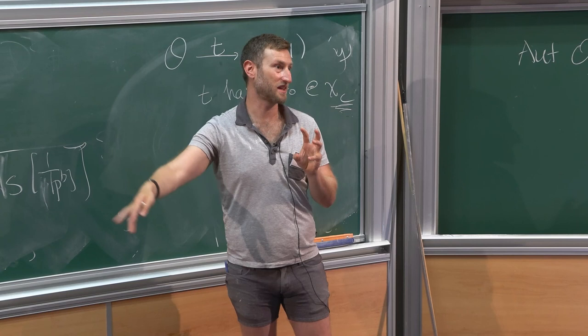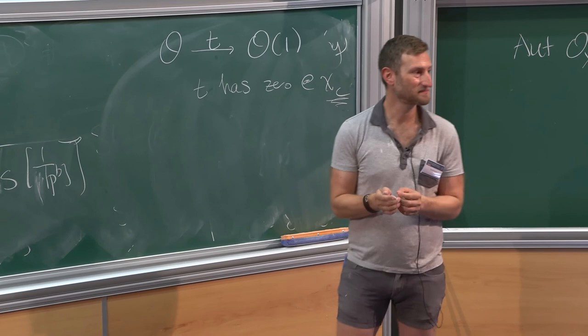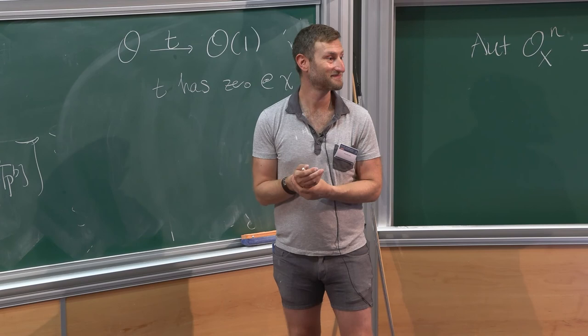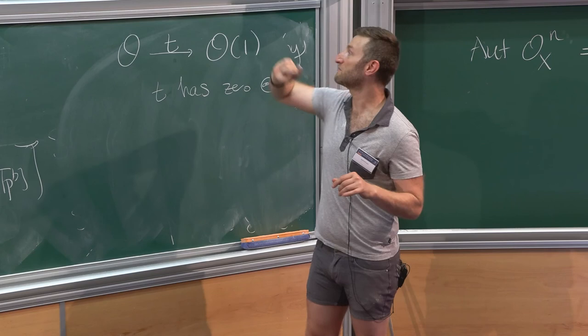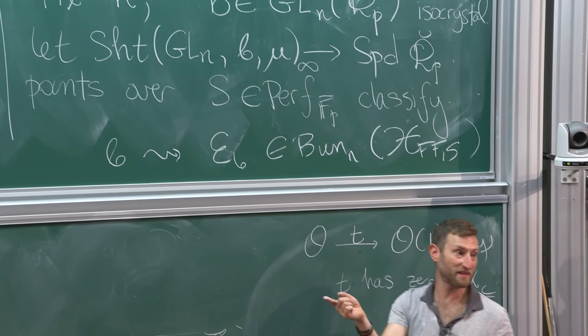What's the relationship between this choice of B in GL_N of Q_p breve and the Kottwitz set? If I have a B and a B prime in the same Kottwitz class. If B and B prime are equivalent in the Kottwitz set, then there would be an isomorphism between the Shtukas spaces. B only appears through E_B, and if B and B prime are the same in the Kottwitz set, then E_B and E_B prime are isomorphic. So, yeah.